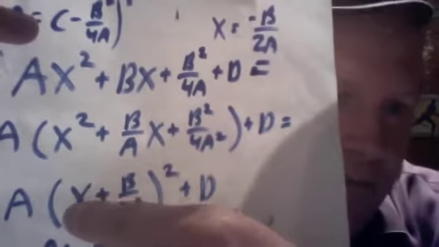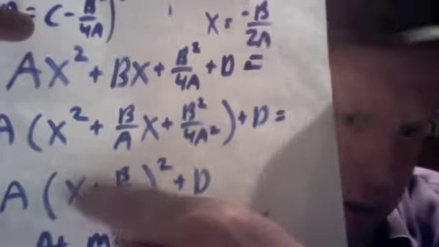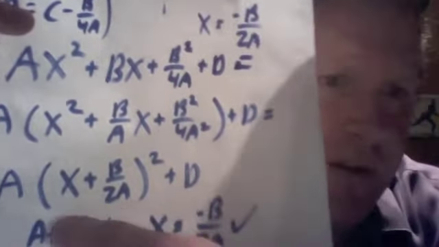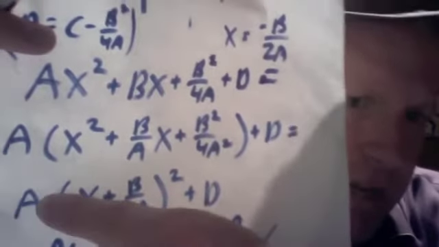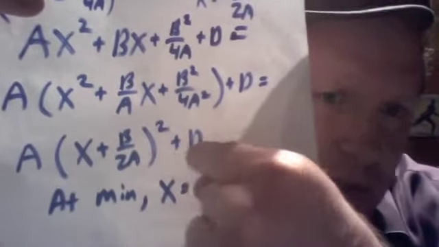Well, at minimum, that m would have to be 0, because anything non-zero would be greater than if m were 0. So if m were negative 1, then that would be a times 1 plus d. If m were 5, that'd be a times 25 plus d. But also the same if m were negative 5, since negative 5 squared would be 25. So a times 0 plus d would have to be the minimum.